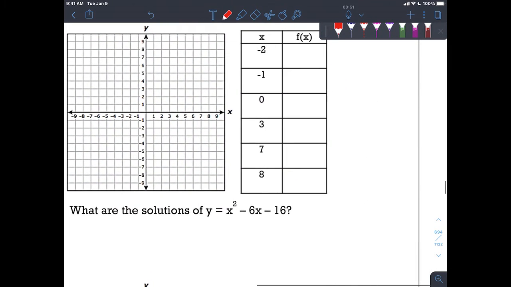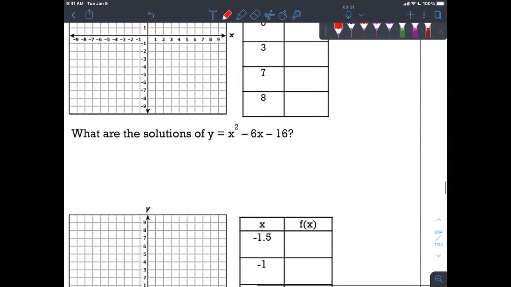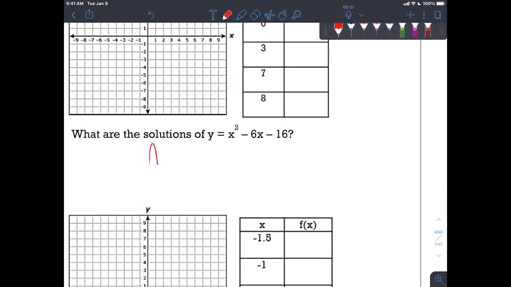So here we have another one with factoring. All right, so I'm going to go ahead and factor this. First thing I need to do is multiply A times C. I need two numbers that when multiplied together will give me -16, but when added together will give me -6. So I know it's a negative number, at least one of them.